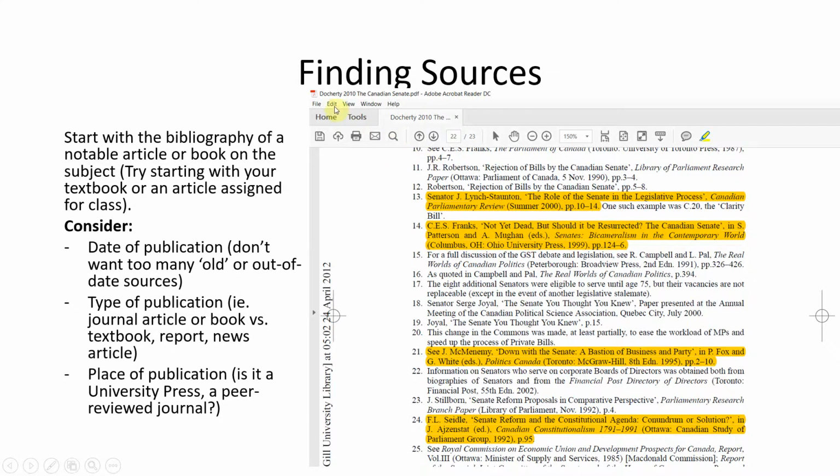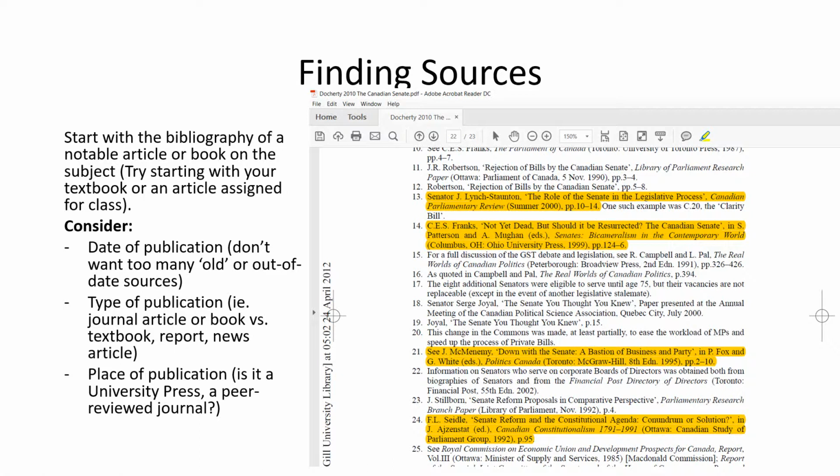So this is an example I gave for my 205 class. We were reading about the Canadian Senate. And essentially I went through and highlighted things that I thought I might want to look at. They've already done research on this topic. They know what's most important, so you might as well mine their bibliography and figure out what they are citing.